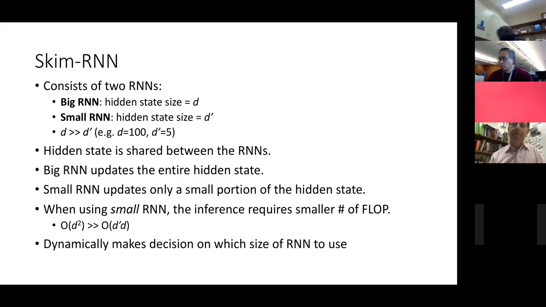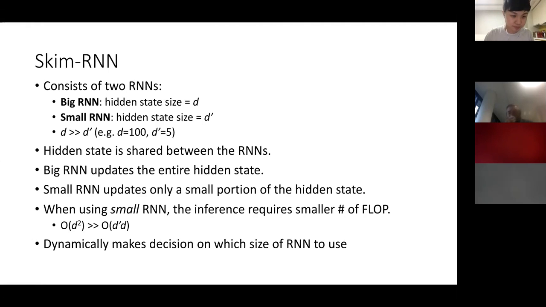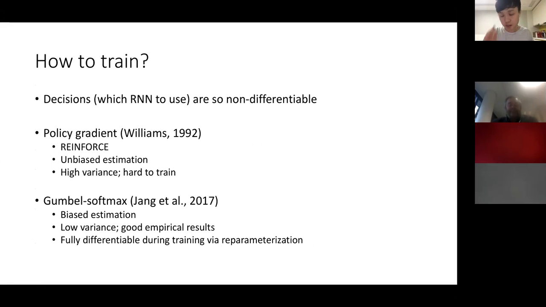So when we're using small RNN, then the inference requires smaller number of full operations, because the small hidden state basically makes the update only D prime times D, which is much smaller than D square. And if we can make dynamic decision on which size of RNN to use, then basically we can obtain speed advantage over using just big RNN all the time. So I hope that's good. That's very clear.